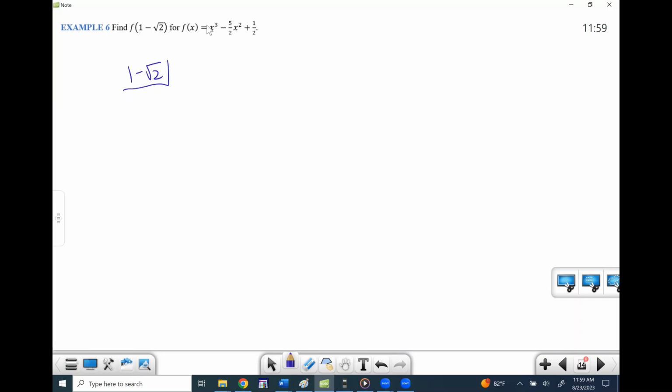Okay, so the coefficients. So there's a 1 on the x cubed, a negative 5 halves on the x squared. There is no x to the first, huh? Which means we need to add a 0 for the x to the first, and then we can put our constant in. So in our minds, we're viewing this polynomial as 1x cubed minus 5 halves x squared plus 0x to the first plus a half.